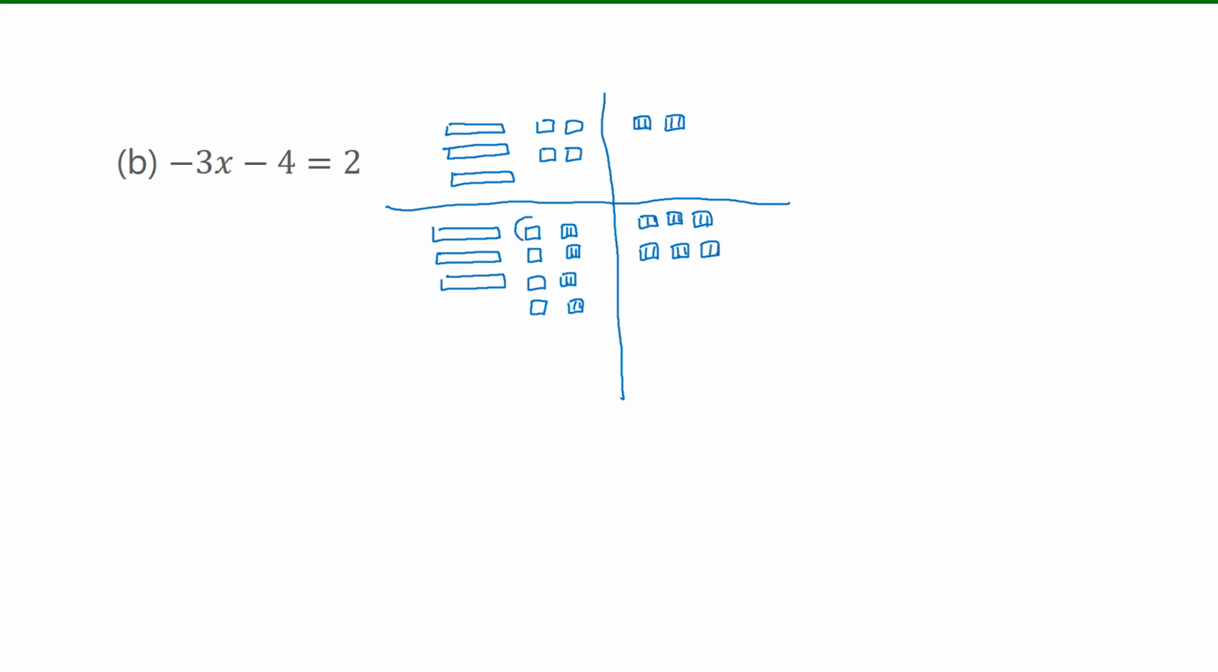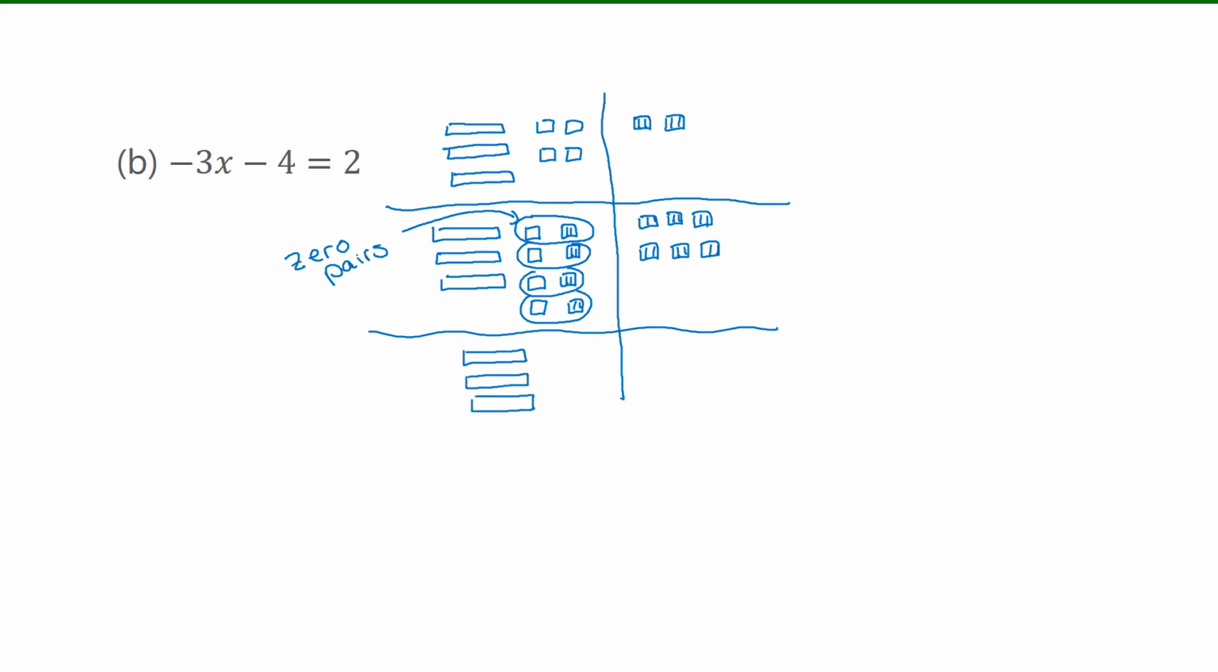So now, these tiles here will cancel out. These are 0 pairs. I'll make that note here. So now I'm just left with 3 negative x tiles on the left and 6 positive unit tiles on the right. I'm going to take those 6 tiles and divide them into 3 equal groups. So that means I'm going to have 2 positives in each row.